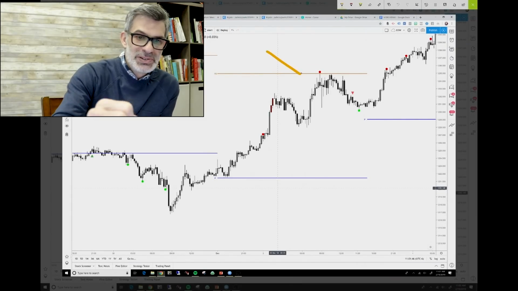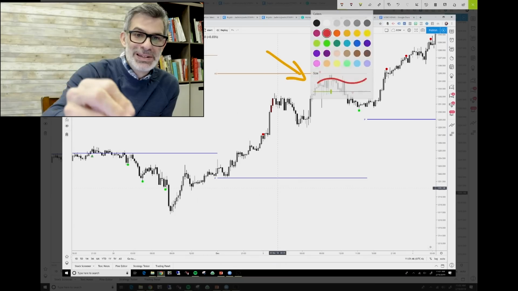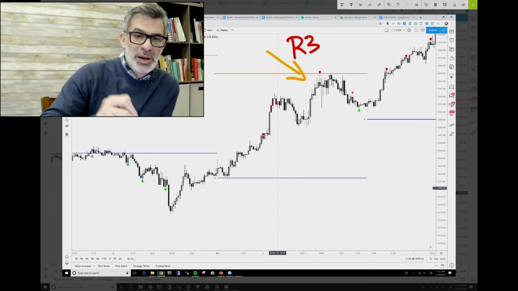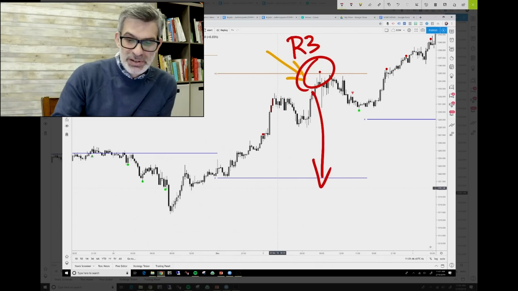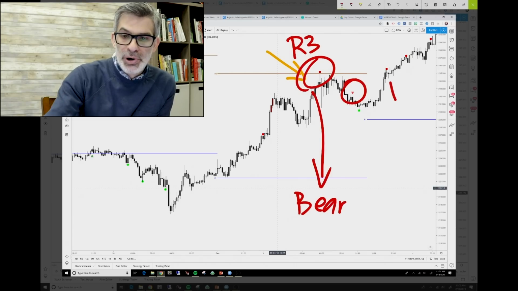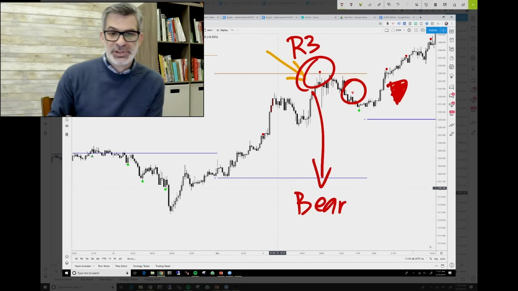So all I really need to see is for price to hit R3 up here on a given day, and then print for me a bearish exhaustion candle or a bearish reversal tab.